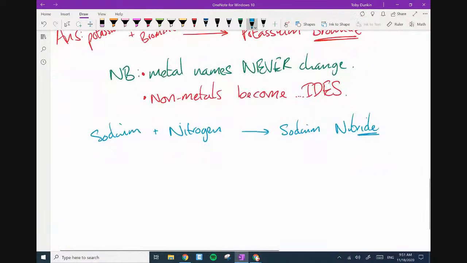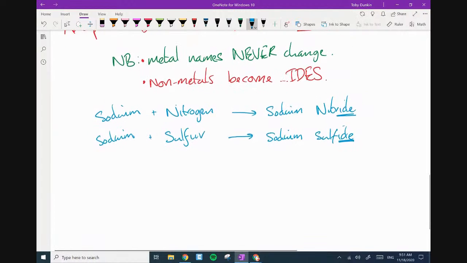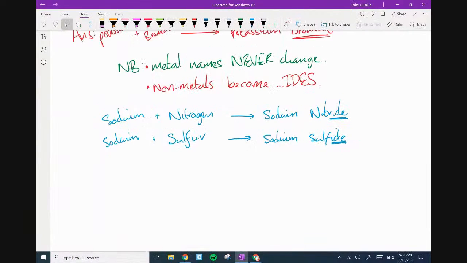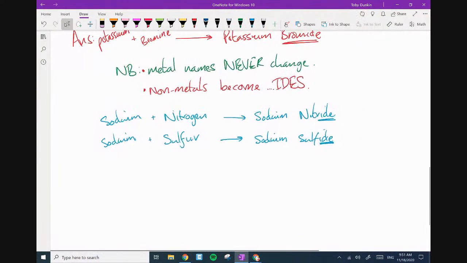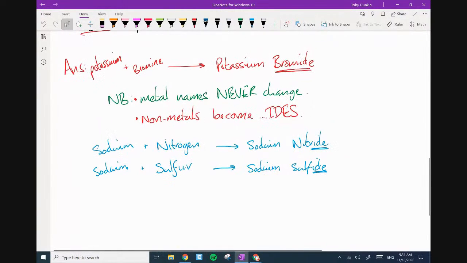If I then did, let's stick with sodium, quite like the sodium repeat, let's do this as sulfur. Sodium and sulfur, I'm going to form sodium sulfide. It's just reinforcing. I know that we've covered it already. There are also the oxides and the phosphides, iodides, chlorides, bromides, all of those, but they're becoming ides.